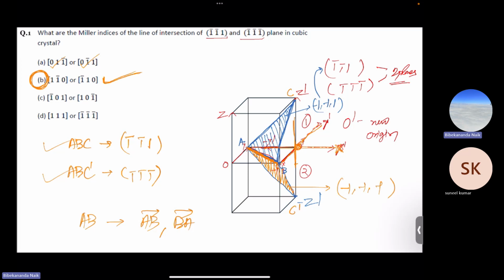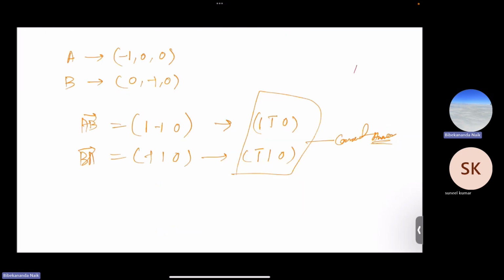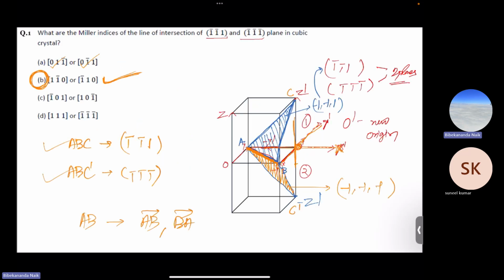So these two planes intersect at the line AB, and the line AB intersects at A and B. The coordinates of A and B are such that they intercept the negative y and negative x axes. So the coordinates are -1, 0, 0 and 0, -1, 0. The AB vector will have the indices 1, -1, 0, and the BA vector will have the indices -1, 1, 0. Is it clear to you?